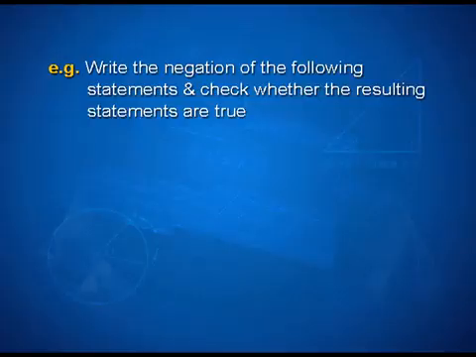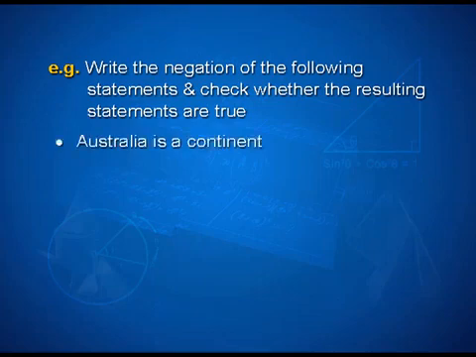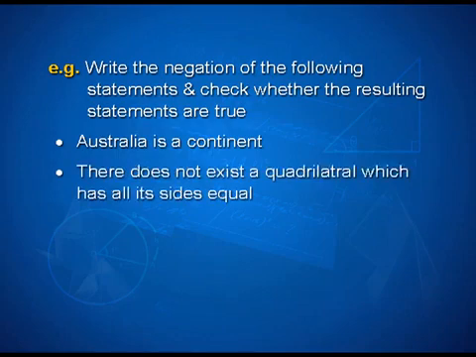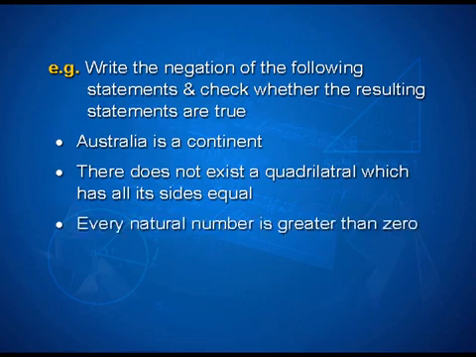Let us look into one more example here. Write the negation of the following statements and check whether the resulting statements are true. First, Australia is a continent. Second, there does not exist a quadrilateral which has all its sides equal. Third, every natural number is greater than 0.